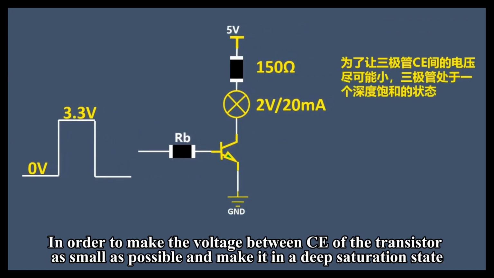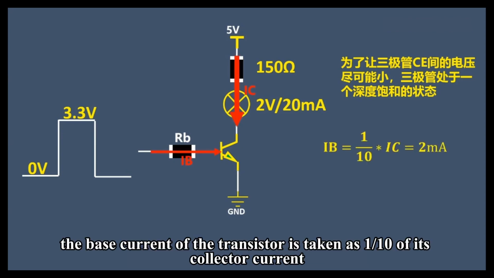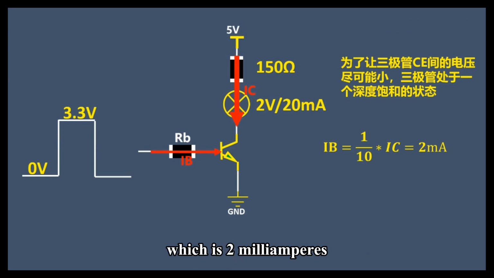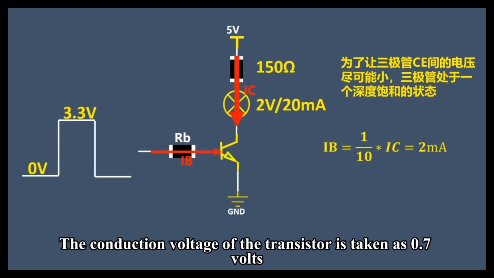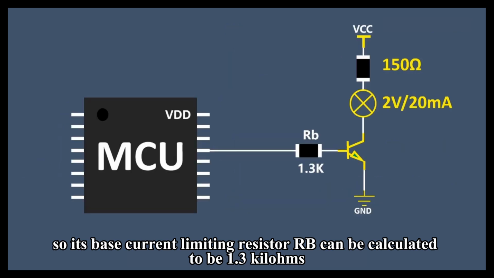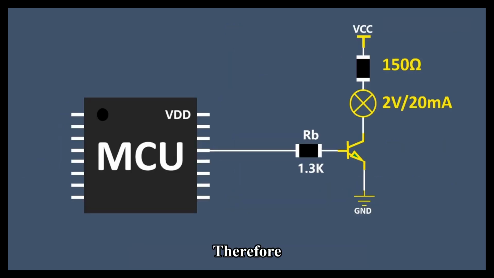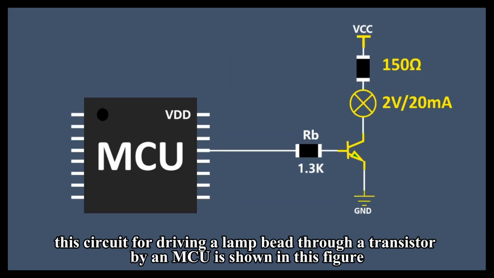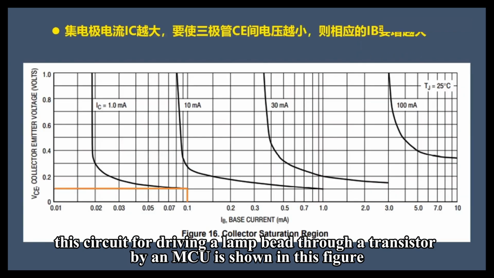In order to make the voltage between CE of the transistor as small as possible and make it in a deep saturation state, generally the base current of the transistor is taken as 1/10 of its collector current, which is 2 milliamperes. The conduction voltage of the transistor is taken as 0.7 volts, so its base current limiting resistor RB can be calculated to be 1.3 kiloohms. Therefore, this circuit for driving a lamp bead through a transistor by an MCU is shown in this figure.